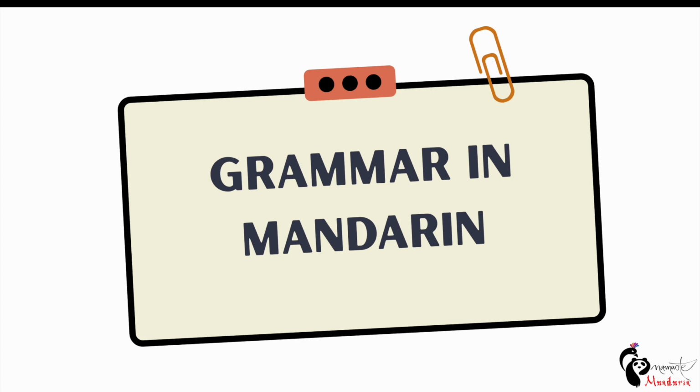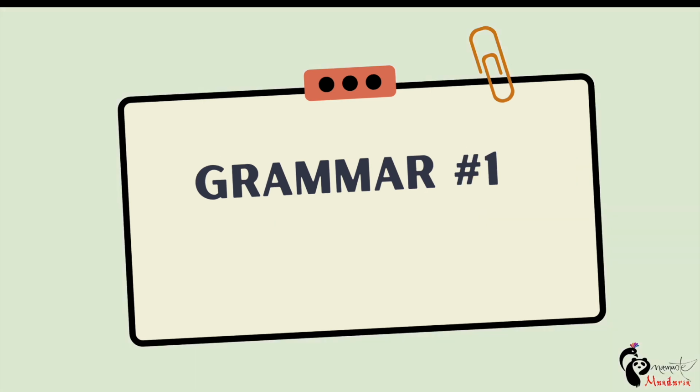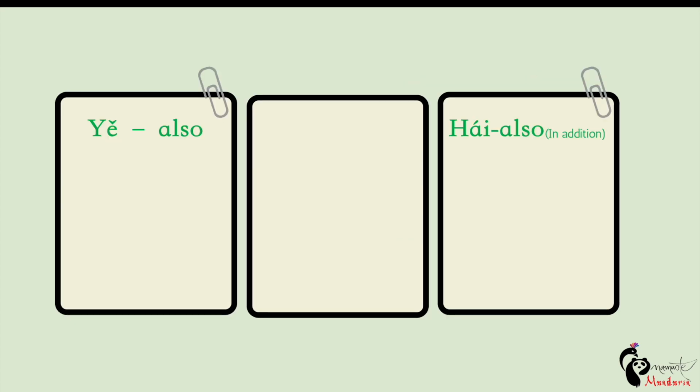Okay, so let's get started with today's video. The first grammar point which we are going to see is about ye and hi. Let's see how we use it. When we translate ye and hi in English, both get translated as "also". But there is a difference in the usage of ye and the usage of hi.